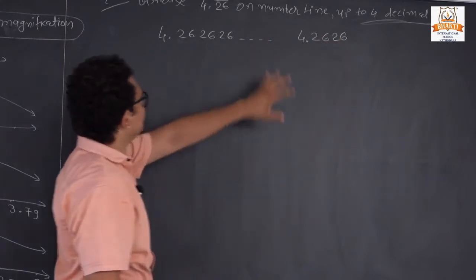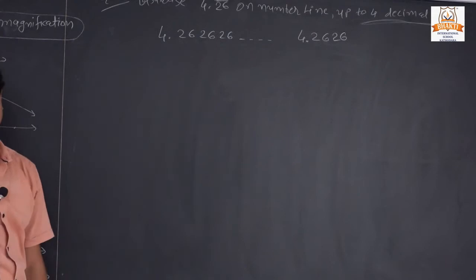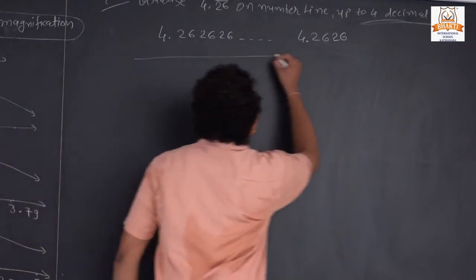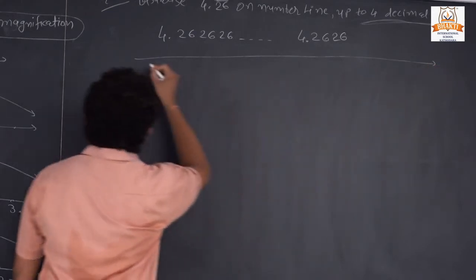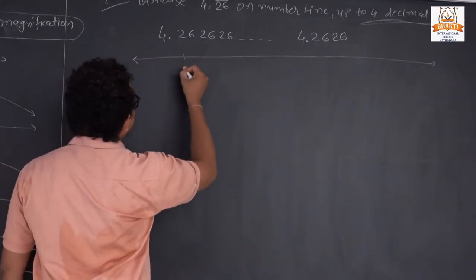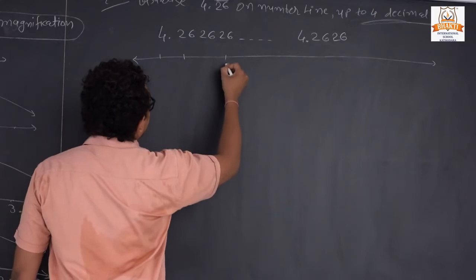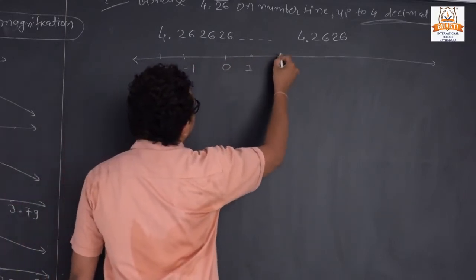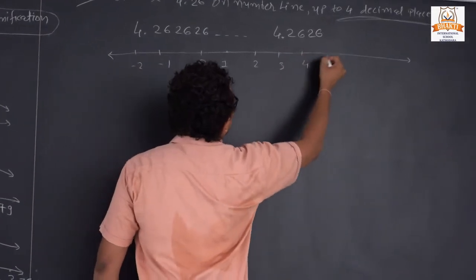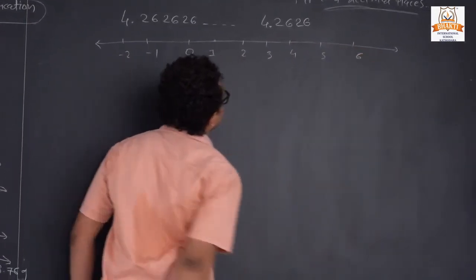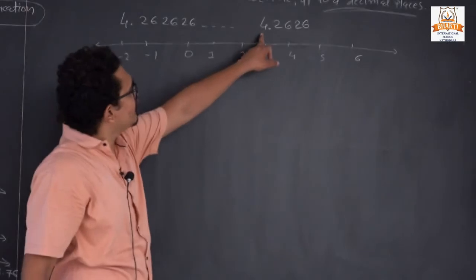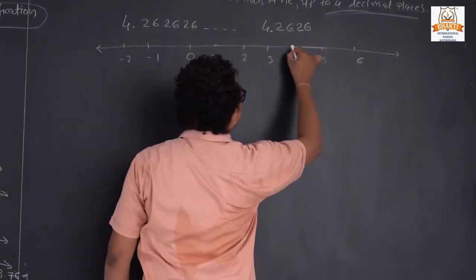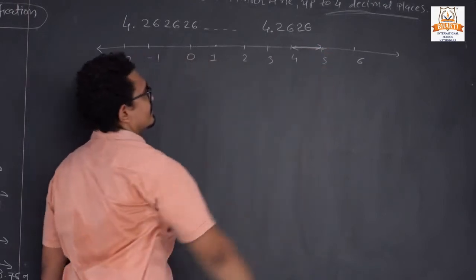Now once again we can represent that number on the number line. We are using the same method. First of all we draw the number line. Here we have 0, then 1, 2, 3, 4, 5, 6. See that 4.2 lies between these two numbers, between 4 and 5.